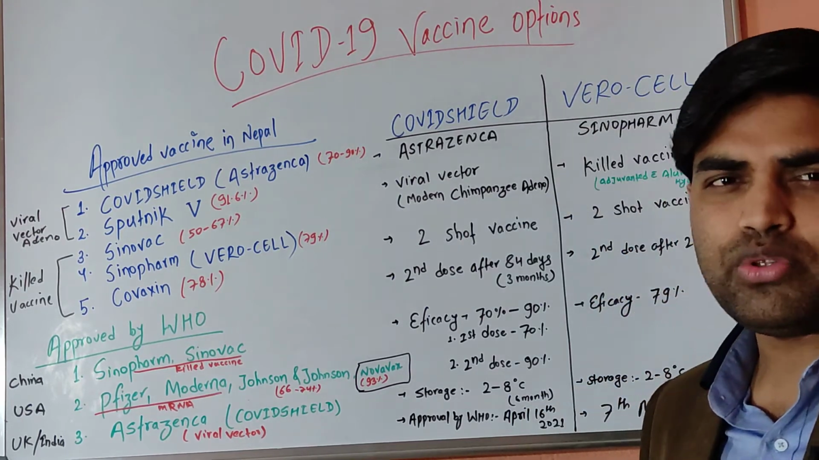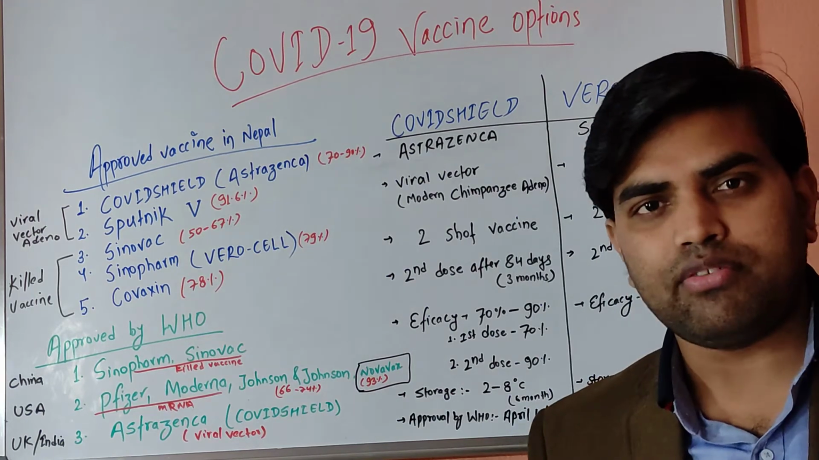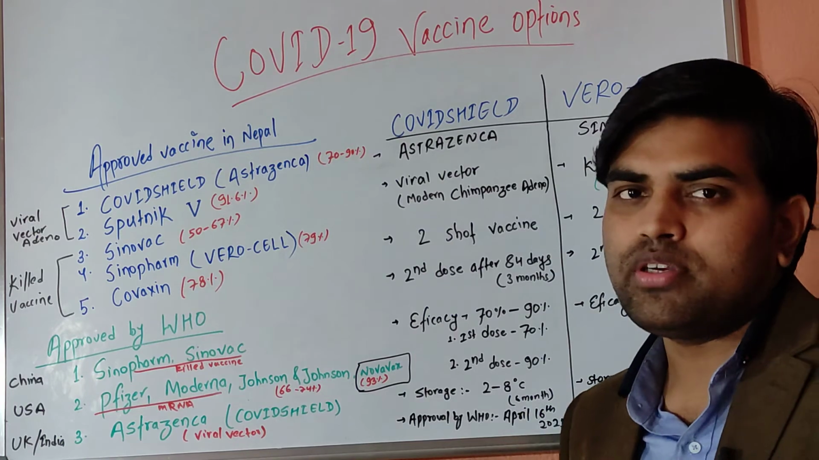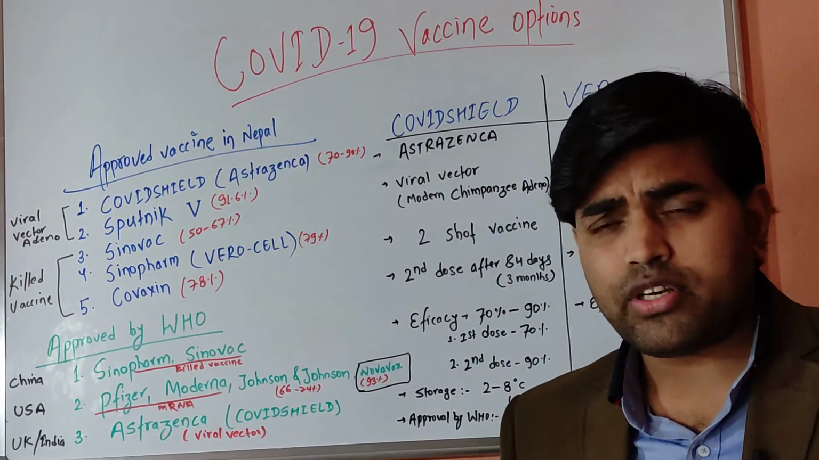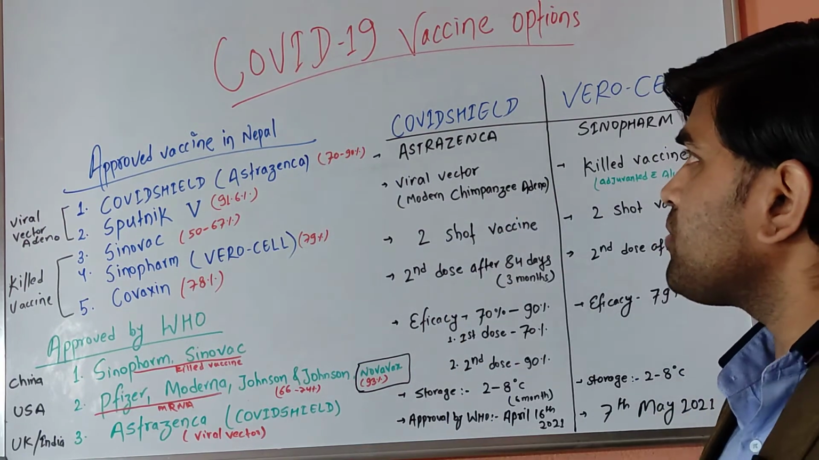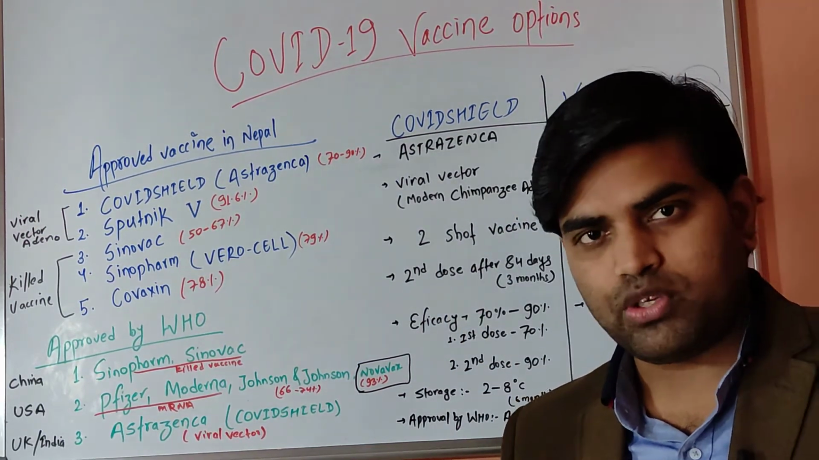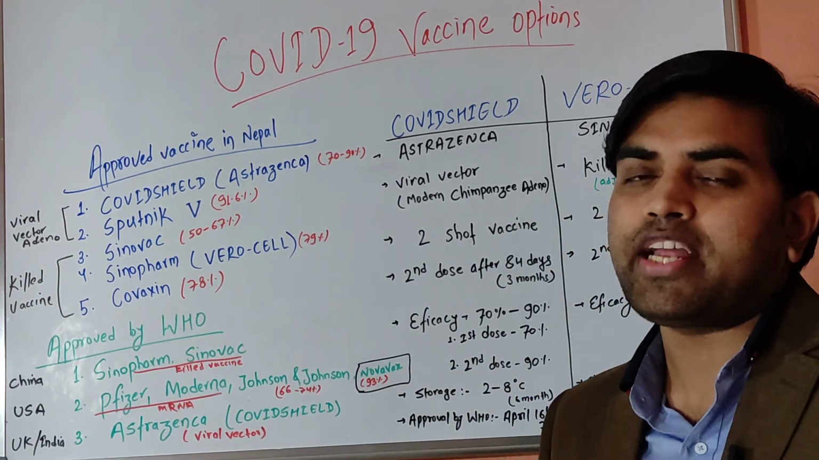So we know the COVID-19 pandemic has been affecting the whole world in every aspect of life, and vaccination is the only way out of this pandemic all over the world. So let's talk about this. Since we are talking about the COVID-19 vaccine, what does a vaccine do? A vaccine is something that provides us an artificial active immunity.